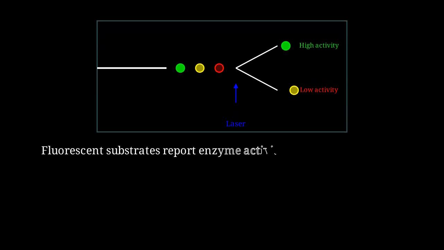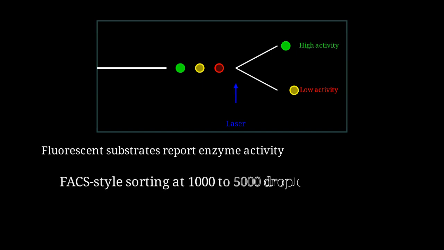We use fluorescent substrates that only become fluorescent when acted upon by the enzyme. Higher enzyme activity means more substrate conversion and brighter fluorescence. This is similar to fluorescence-activated cell sorting, or FACS, but instead of cells, we're sorting droplets. We can sort at rates of 1,000 to 5,000 droplets per second.